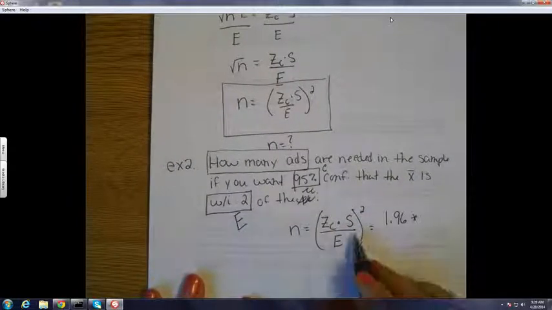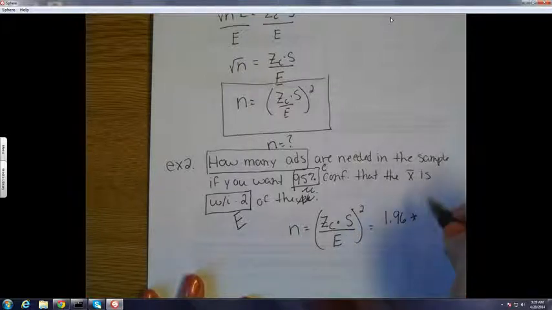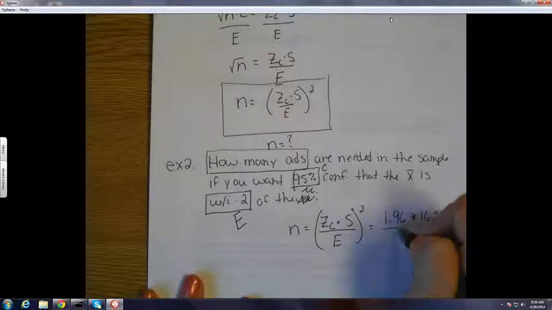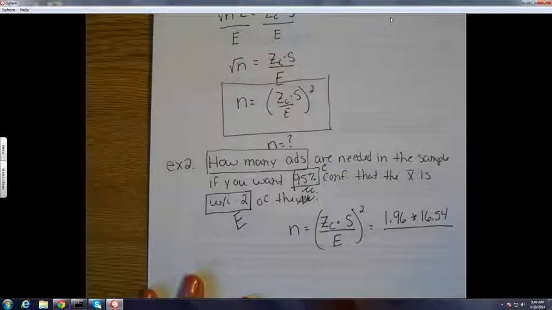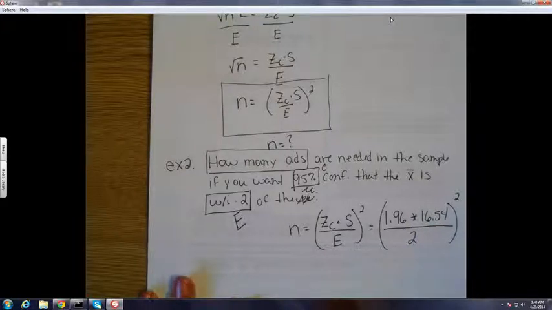What's the S from the 1-bar stat? I think we only did one example last Friday, didn't we? So this is just looking back. Was that the S, 16.54, or was that the mean? We're taking that from the other example, from Friday. Divide by 2. My big E is 2. I want to be within 2, and then I'm going to square that. That's how much error I'm allowing.